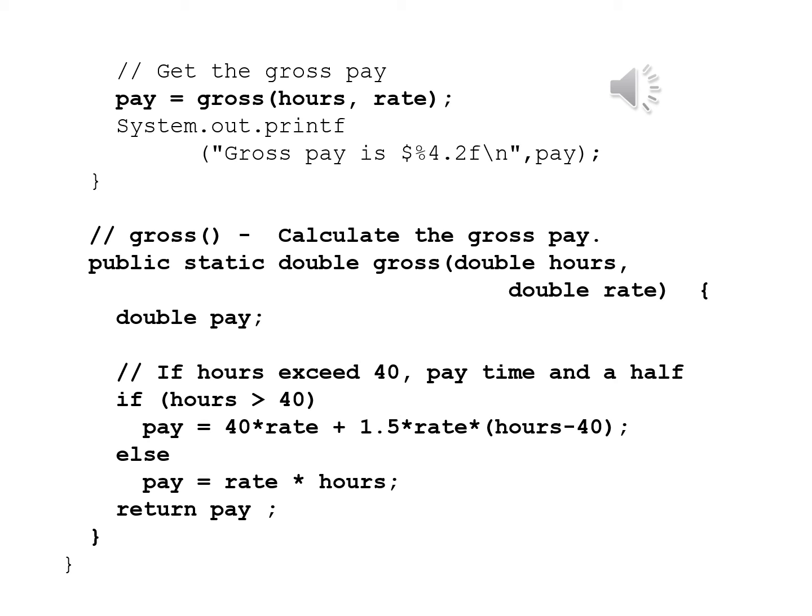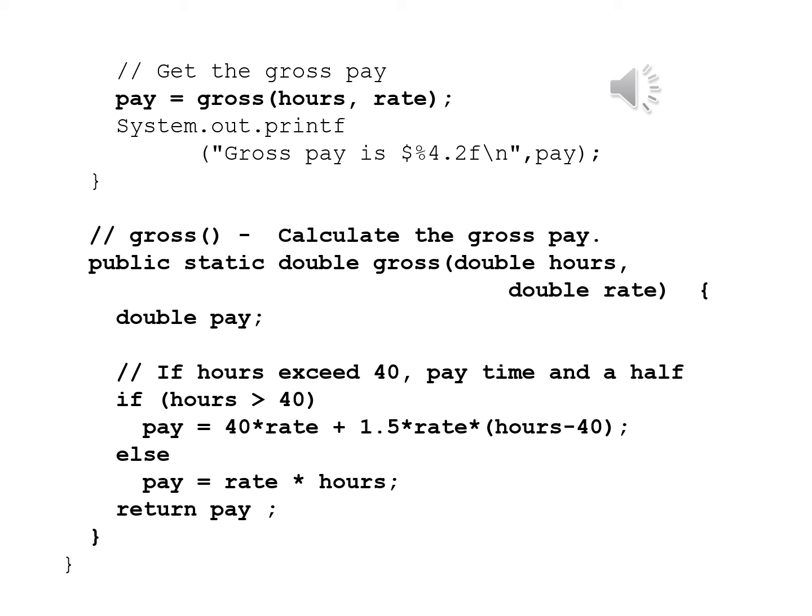I start with a comment, gross, calculate the gross pay. Public static double gross, double hours, double rate, and an open brace to begin the method. Double pay. The comment, if hours exceed 40, pay time and a half. If hours is greater than 40, pay equals 40 times rate plus 1.5 times rate times the difference of hours minus 40. Else, pay equals rate times hours. And lastly, return pay.